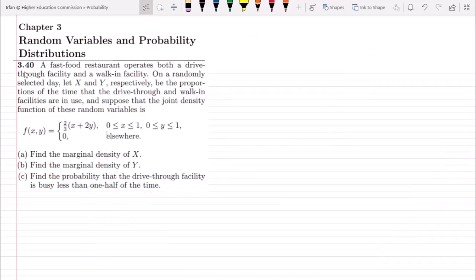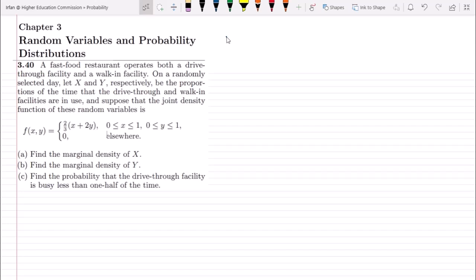So this is question 3.40, and the statement of this question is: a fast food restaurant operates both as a drive-through facility and a walk-in facility. On a randomly selected day, let X and Y respectively be the proportions of the time that the drive-through and walk-in facilities are in use.